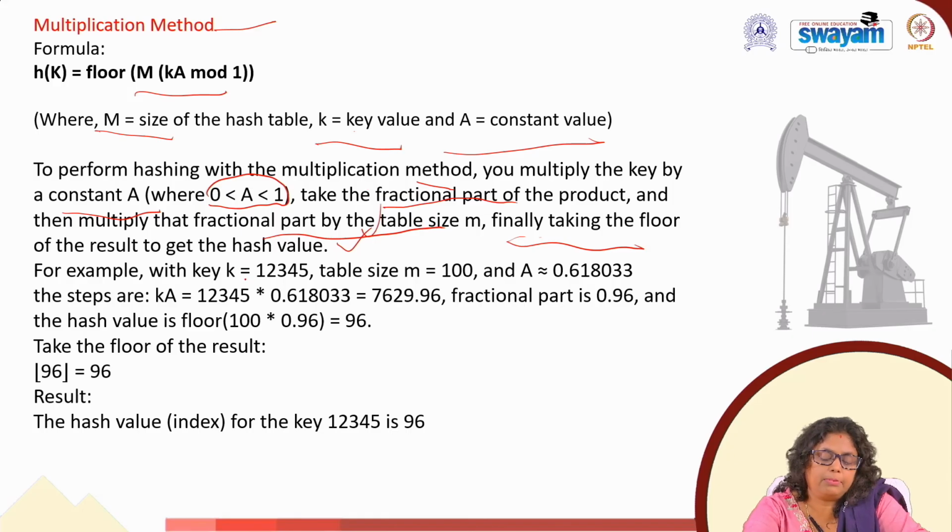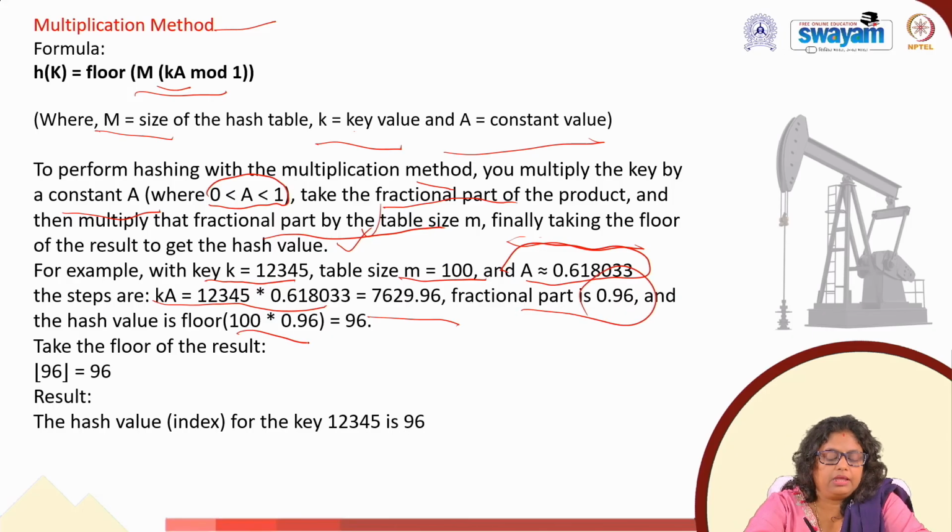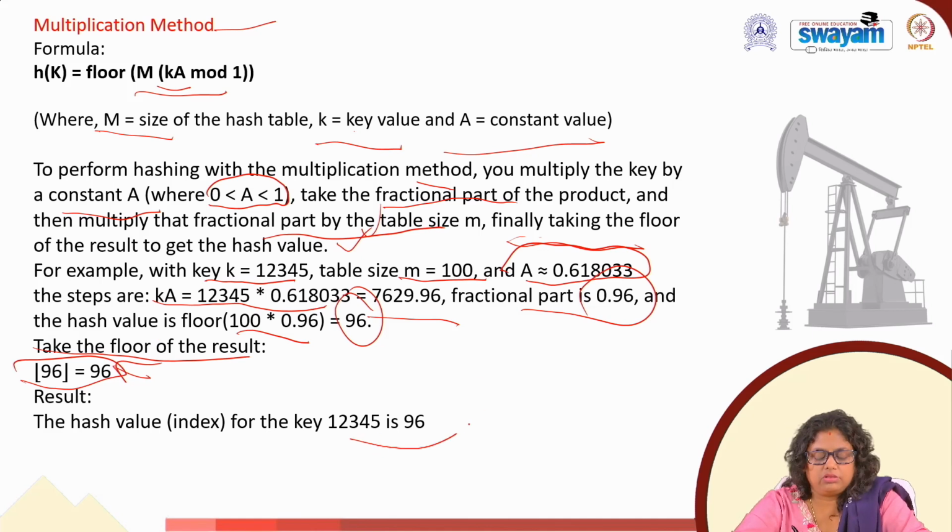So we have one example. The key is 12345. The table size we took is 100. The value of a I have taken as a fraction between 0 and 1. Now step 1: first we multiply k by a. Doing this multiplication, we get the value 7629.96. Then we take the fractional part, 0.96. Then we multiply it by the table size, and the hash value is the floor of this, so 96. So after taking the floor of the result, 96 is the hash value or index for the key. This is the multiplication method.